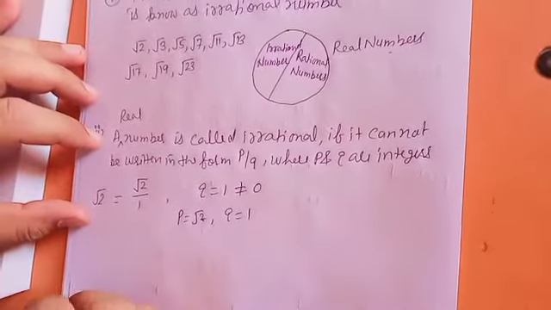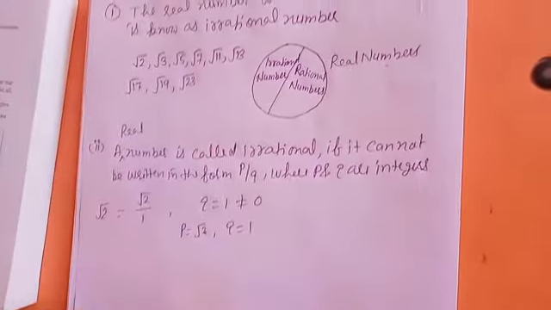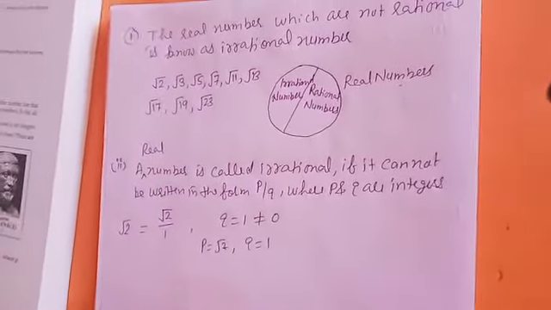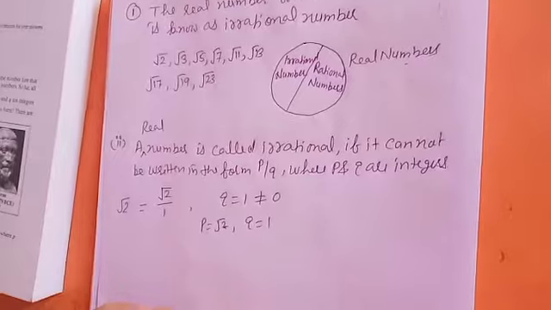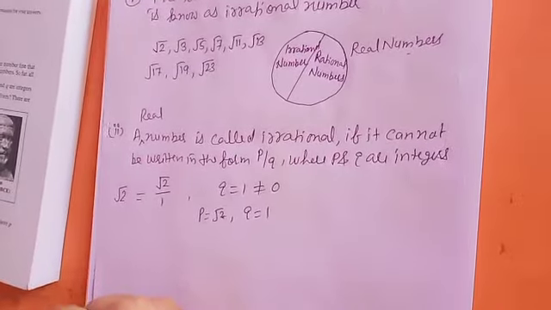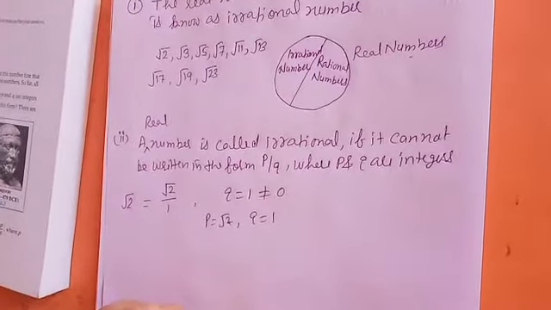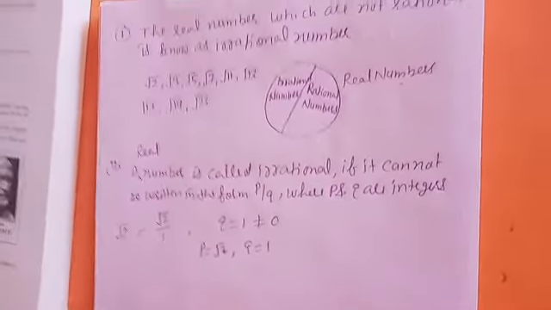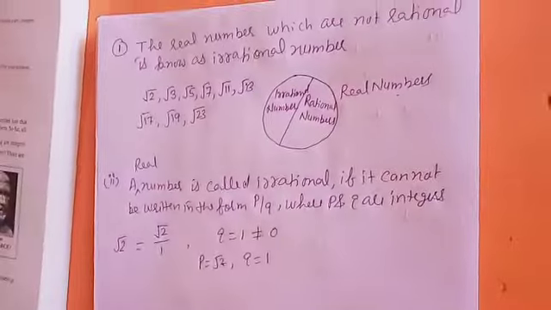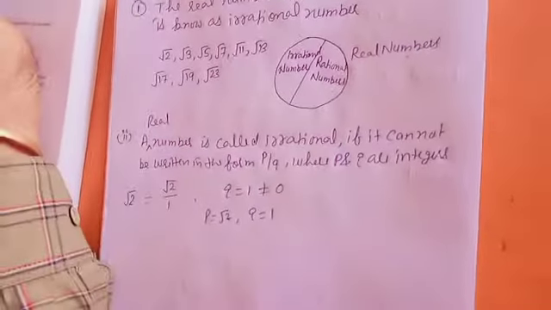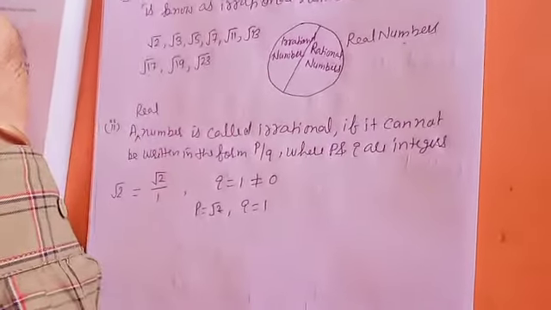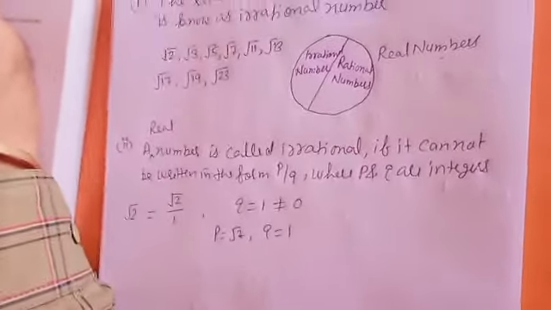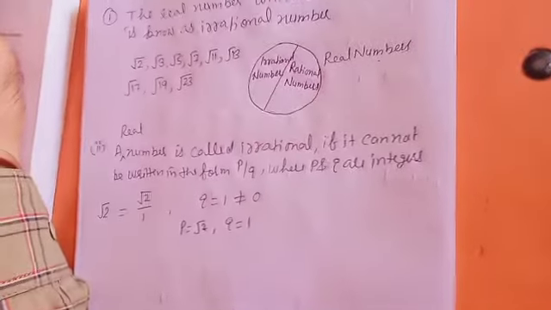One more definition we will discuss later on. Before telling that definition, you need some more definitions, like terminating, non-terminating, repeating, non-repeating, recurring. That also I can tell. So up to here, you can understand that irrational numbers are those real numbers which we cannot write in the P by Q form, where P and Q are integers.